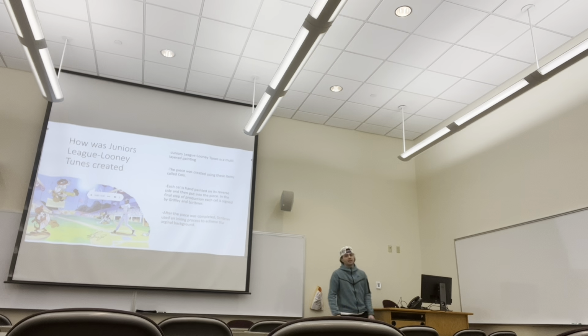So how is the piece actually created? It is a multi-layered painting and is created with these items called cells. Cells are hand painted on their reverse end and then put into the piece. Each cell is actually signed by Griffey and Rob Scribner as a part of the final production. After the piece was created, Scribner used an inking process to achieve the original background that he wanted.